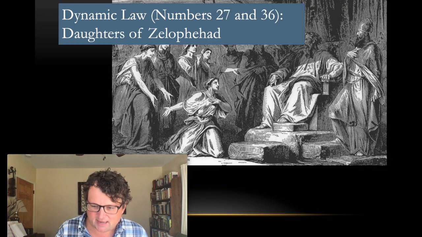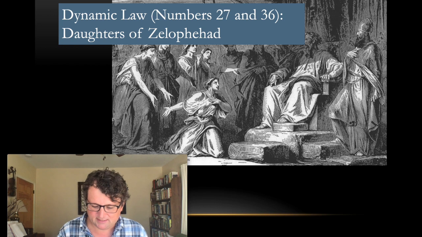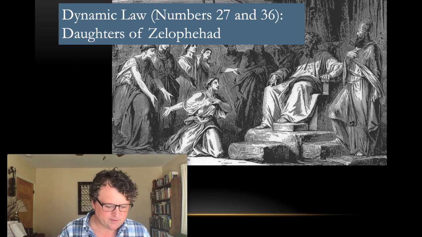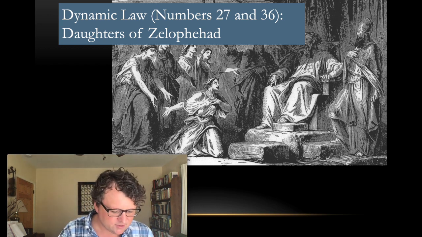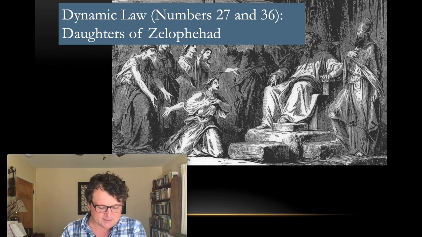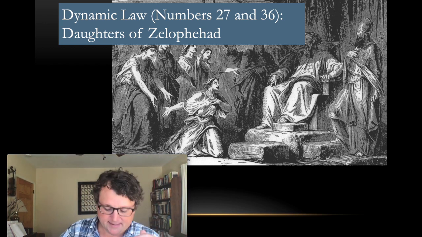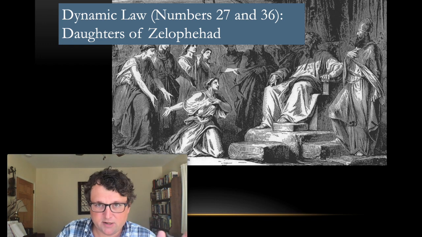Now we see this exact same thing happen in Numbers 27 and Numbers 36. If you turn with me to Numbers 27, one of my favorite chapters of the Bible, here we have the daughters of Zelophehad. So this is after the new census, the second census. In Numbers 26, there's a new generation that's come about, right? The old generation, almost all of it, has passed away. The new generation is ready to go into the land.